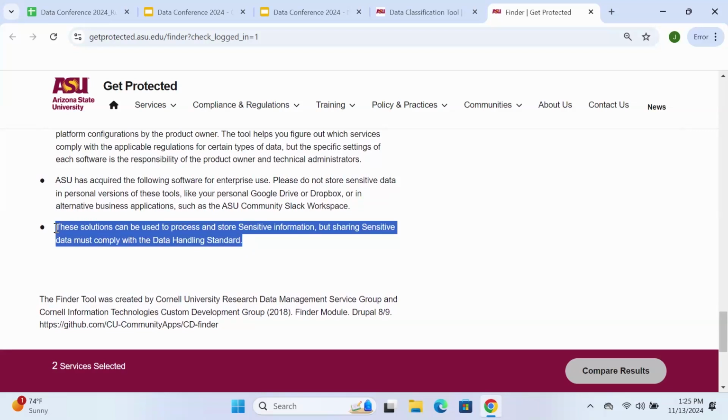Just because a solution is capable of storing sensitive information doesn't mean it can be shared any way you want. So Exchange, for example, can be used to house protected health information, PHI. That doesn't mean that you can take protected health information and email it to anyone you want and be in compliance with HIPAA, right? So we want to make sure that folks understand that in addition to the system being compliant, we and our use of the system also has to be compliant.